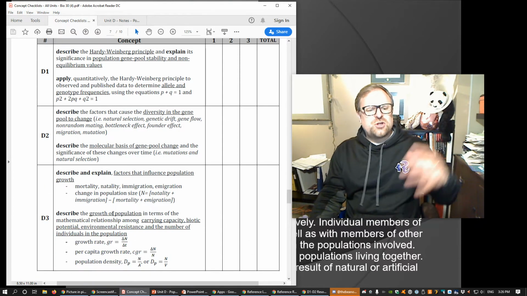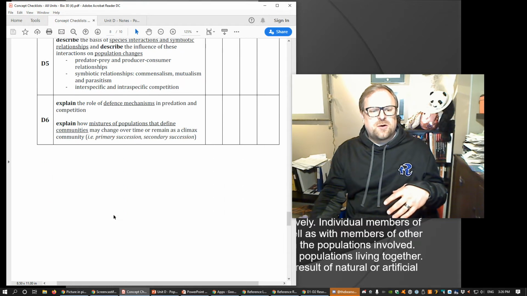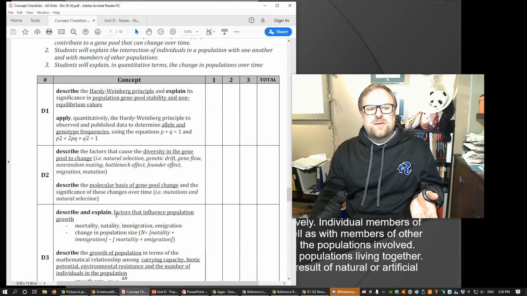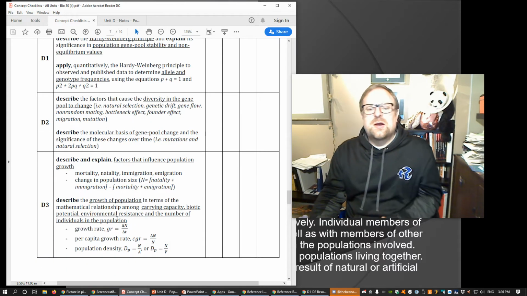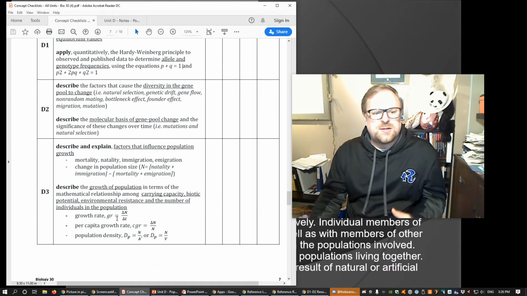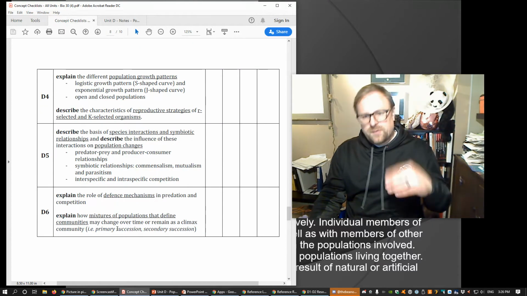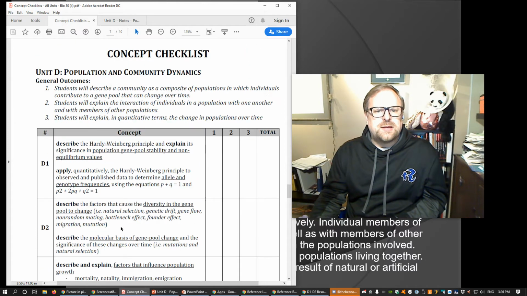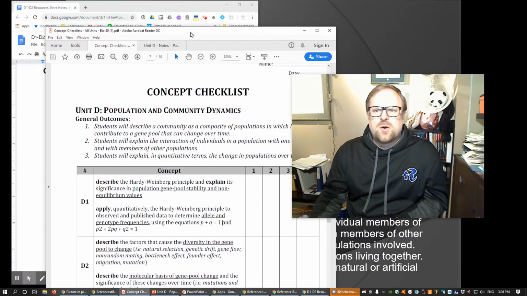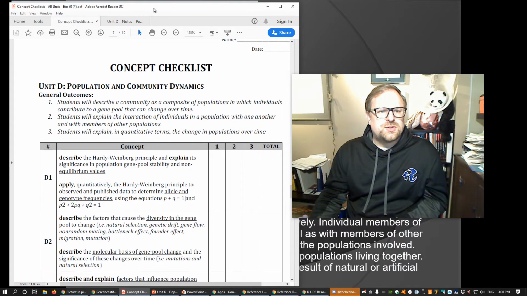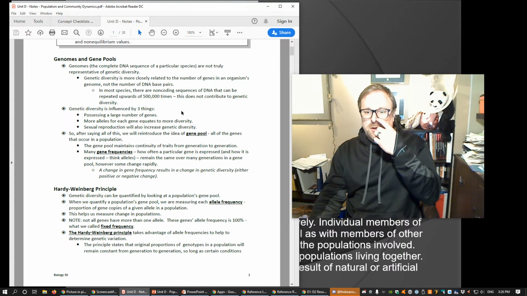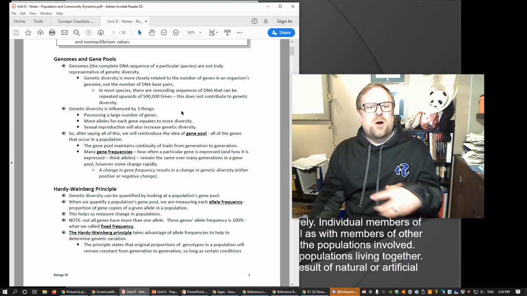That is going to transition us into the remainder of the concepts, and there are only 6 concepts in this unit. So I'm going to take 3 weeks to cover this unit with you guys. So we'll do D1 and D2, then D3 and D4, then D5 and D6, and we will be done. Okay, so what I'm going to do now is just switch this over, and I'm going to run you through the important parts of the notes.